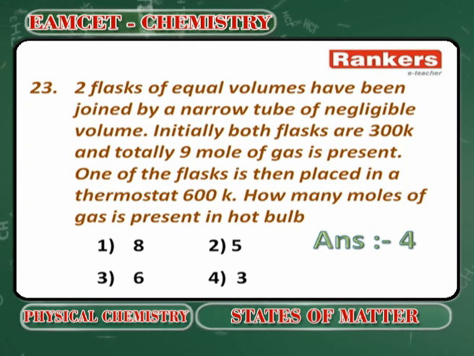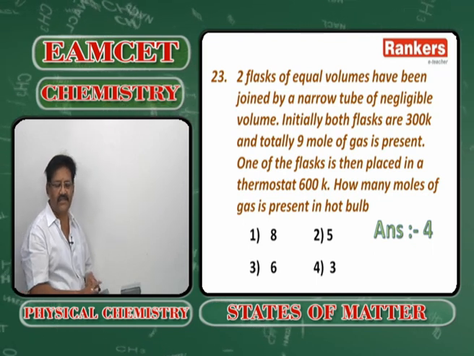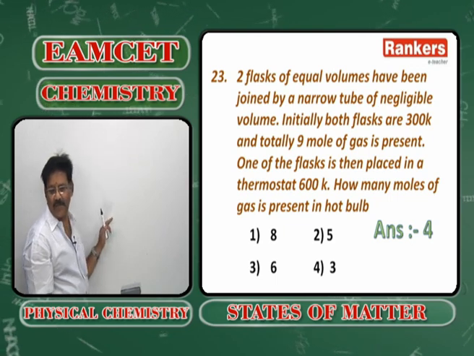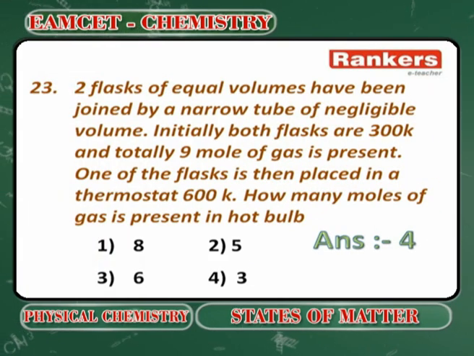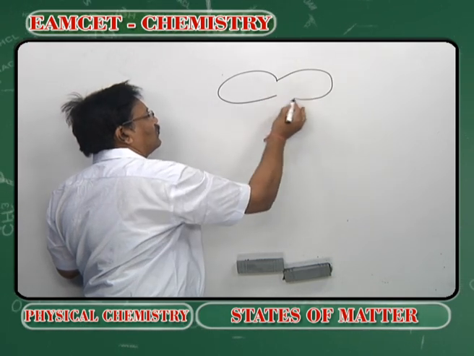Two flasks of equal volumes have been joined by a narrow tube of negligible volume. Initially both the flasks are at 300 Kelvin and totally 9 moles of gas is present. One of the flasks is then placed in a thermostat of 600 Kelvin. How many moles of the gas are present in the hot bulb? So initially, what will happen?